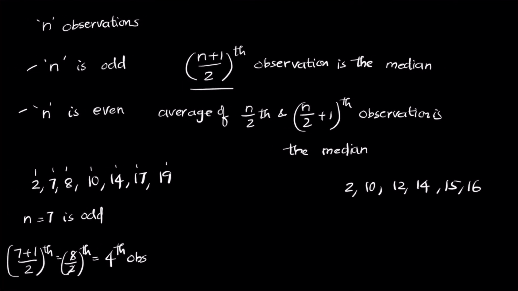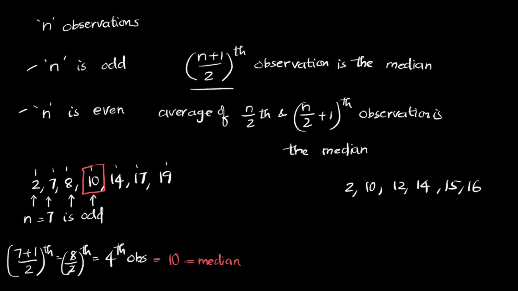So what is the fourth observation here? 1, 2, 3 and 4. This is the fourth value, so the fourth value is the median. The fourth observation here is 10. So that becomes the median. This is how you calculate the median when you have an odd number of samples.